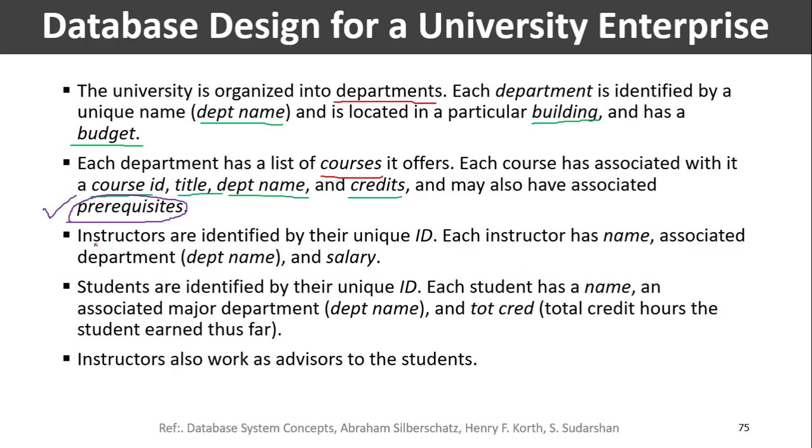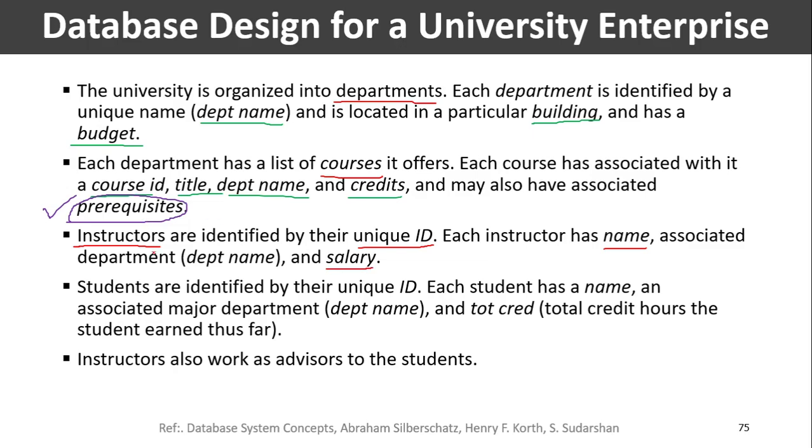So here instructor would be one more entity set, and the attributes are being provided here: unique ID, then name, and it is mentioned that it is associated with department. Okay, and instructor has salary. So salary would be the attribute for the instructor.